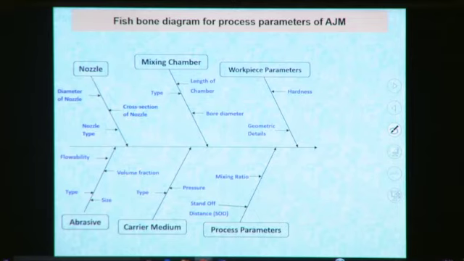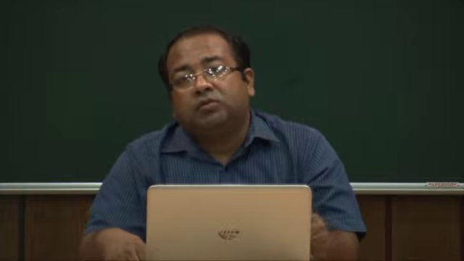Okay, so the second parameter is the stand-off distance or nozzle tip distance. By changing the stand-off distance, we can change the machining condition. Third one is the traverse speed, the speed at which we are moving the workpiece. Then another parameter is the pressure. From the compressor we are generating the compressed air. This pressure can be regulated from the compressor, or there are also pressure regulators. So from there also we can regulate the pressure. So these are the input parameters for this abrasive jet machining process.